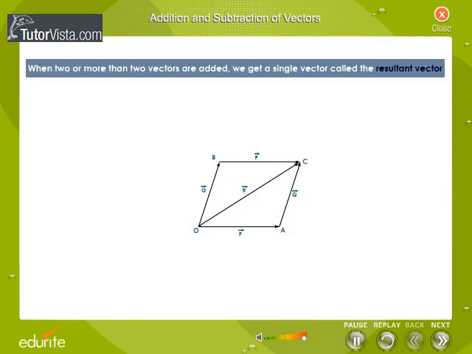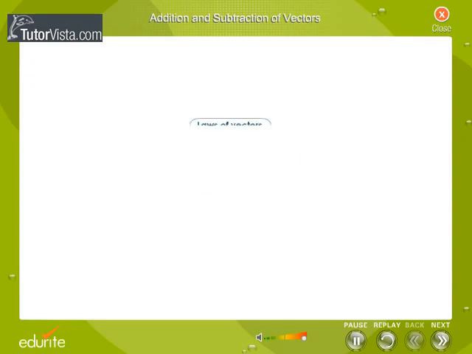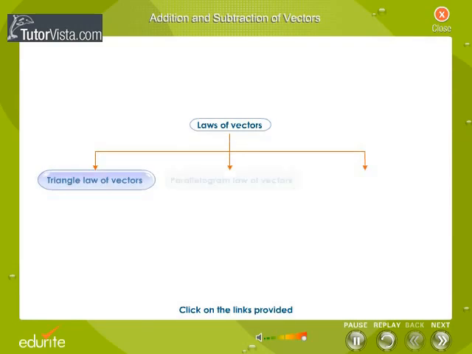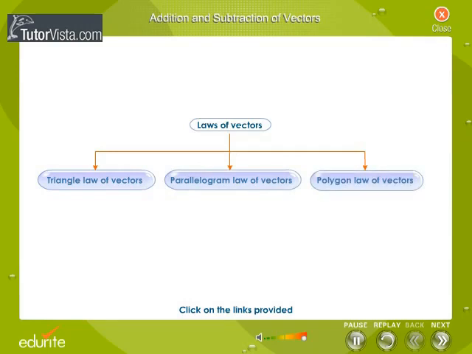The resultant of two or more than two vectors is a single vector which produces the same effect as the individual vectors together produce. Three laws have been evolved for the addition of vectors. They are triangle law of vectors, parallelogram law of vectors, polygon law of vectors. Click on the links provided.